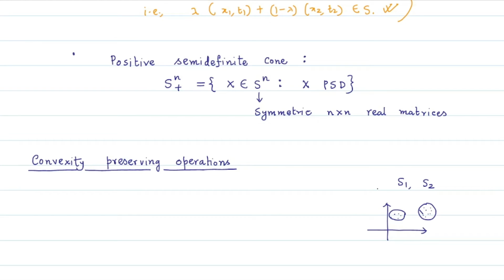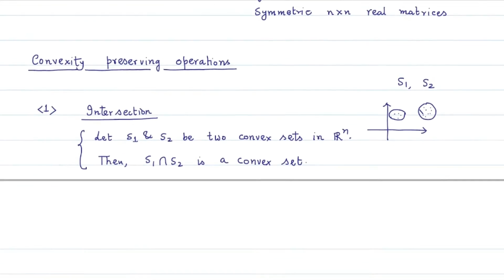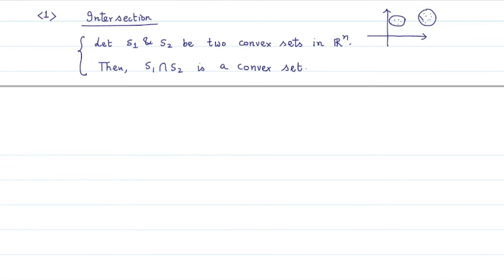Now what about the intersection of two convex sets? Intersection of two convex sets is always a convex set. This result is very trivial to prove. You consider any pair of points from S1 intersection S2. Their convex combination is lying in both the sets S1 and S2. Therefore, intersection of two convex sets is a convex set.